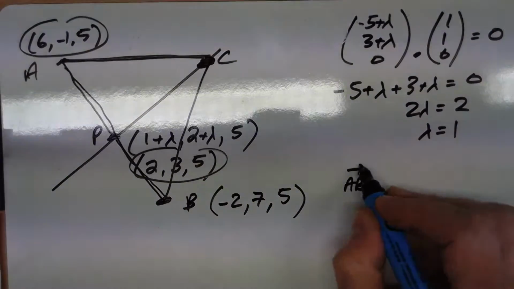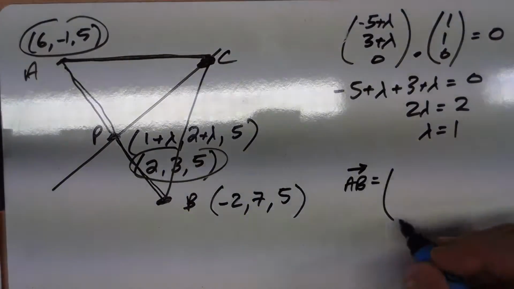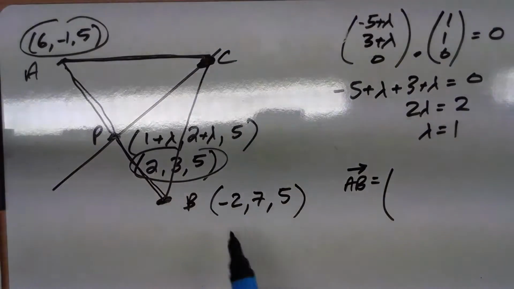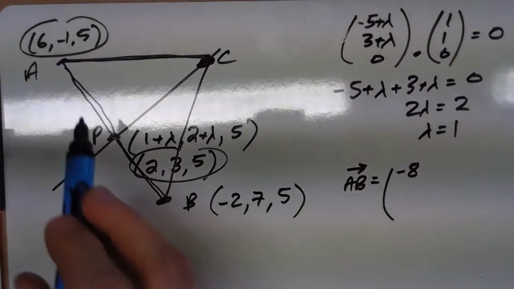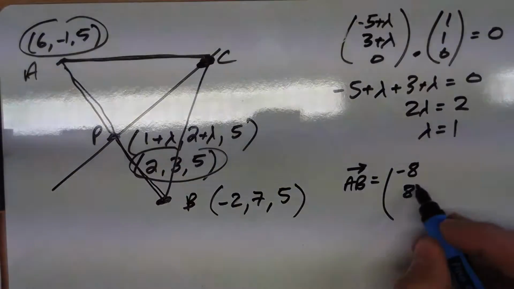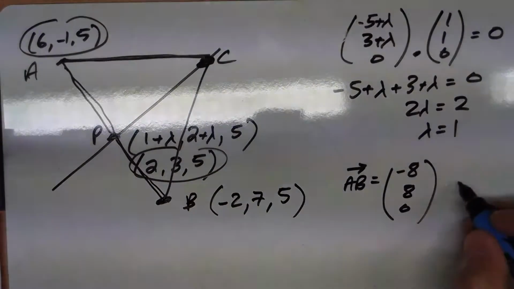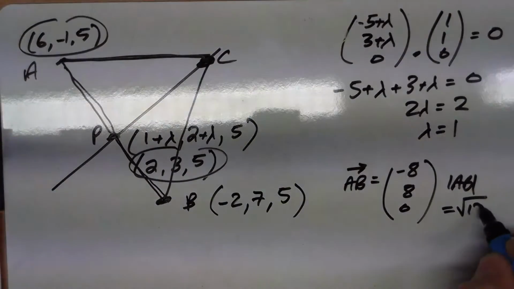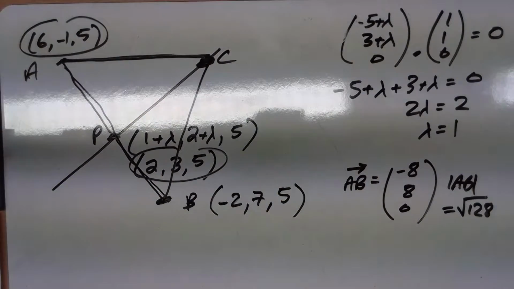Don't watch this until you've had a go at it yourself, but there's lots and lots of different ways of doing this. I'm going to do it like this. So I'm going from A to B is (-8, 8, 0). And so the length of A to B is the square root of 128, 64 and 64.